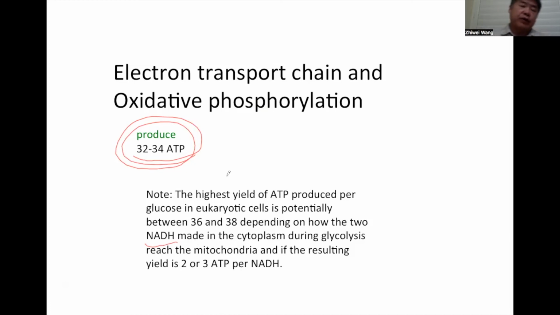And if we consider the glycolysis and the Krebs cycle, you have a total of 4 ATP formed in those processes. So when you end up with the electron transport chain and oxidative phosphorylation, that'll be between 36 and 38 ATP formed per glucose molecule.